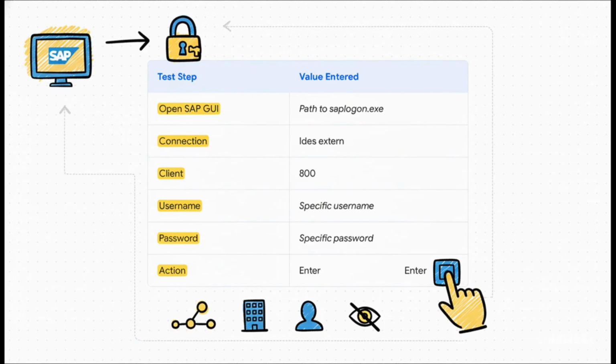The script is first given the exact file path to launch SAP. Then it's told which connection to use, and then you give it the client, the username, and the password. The final action? Just hit enter.